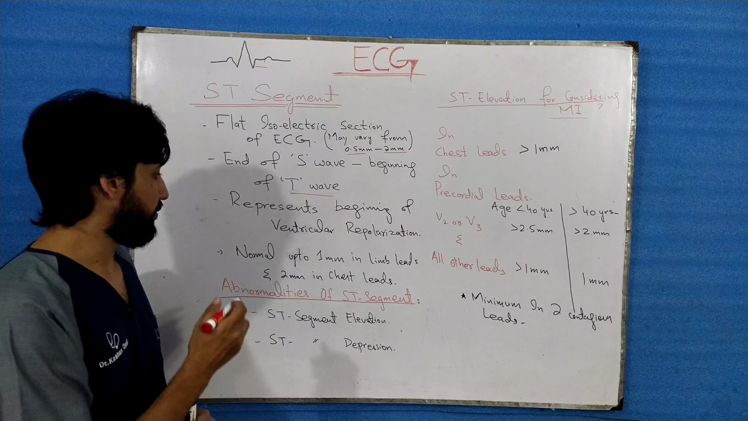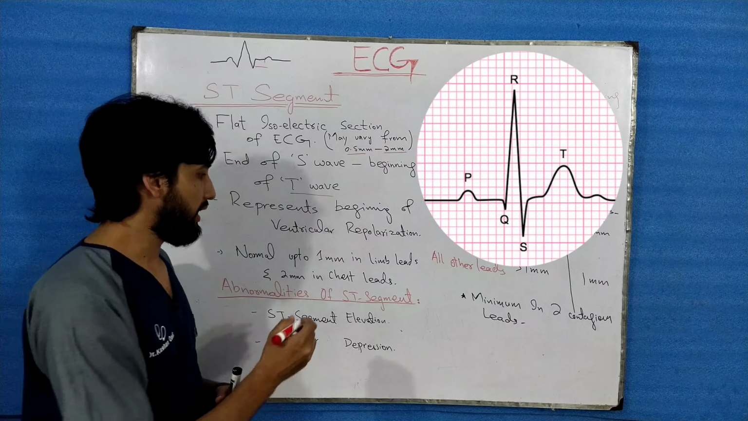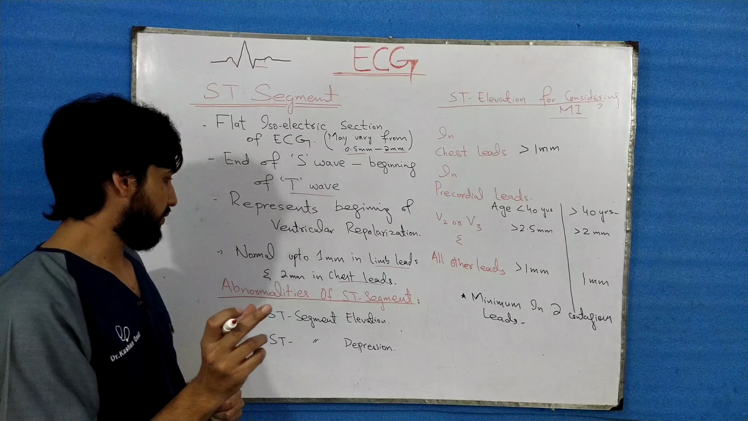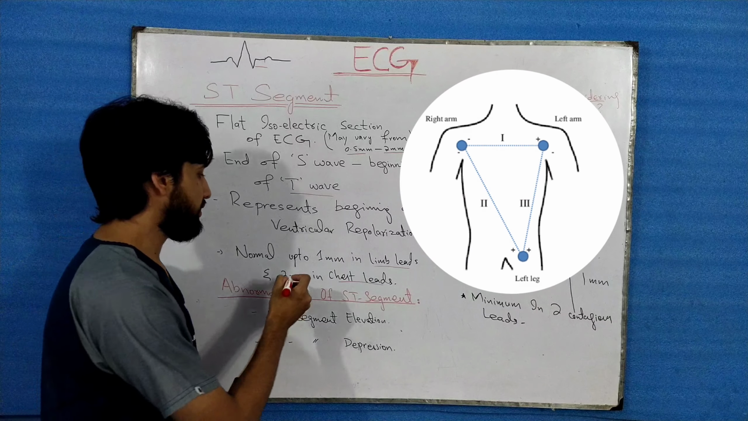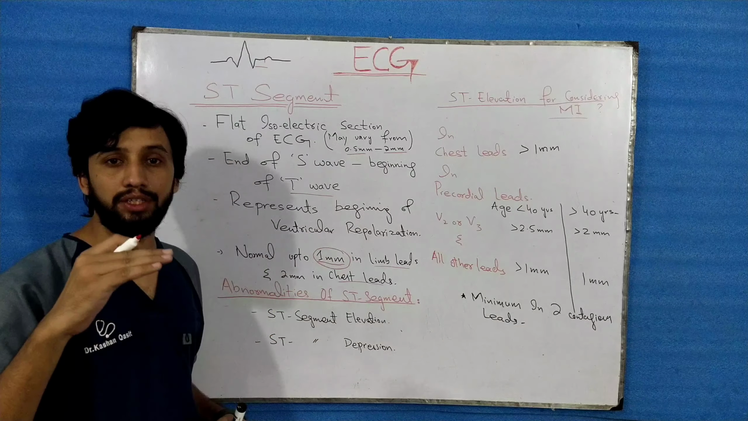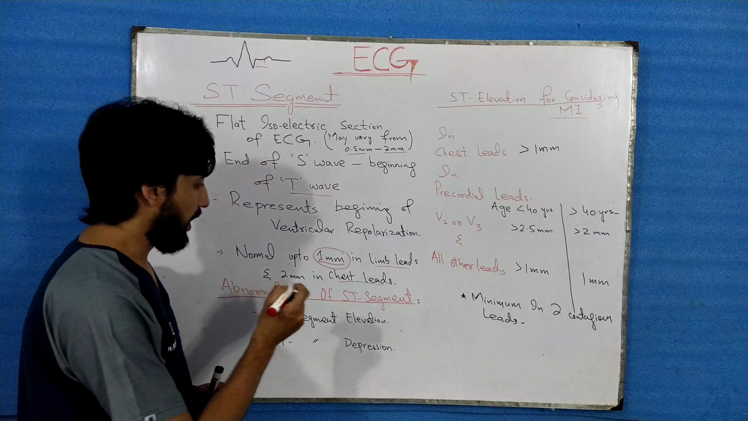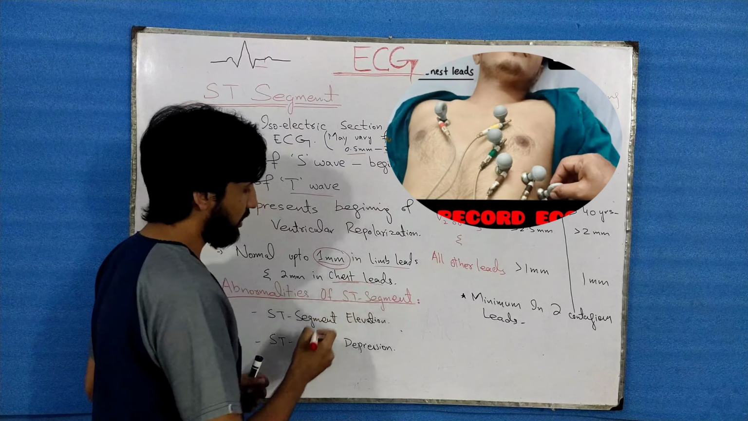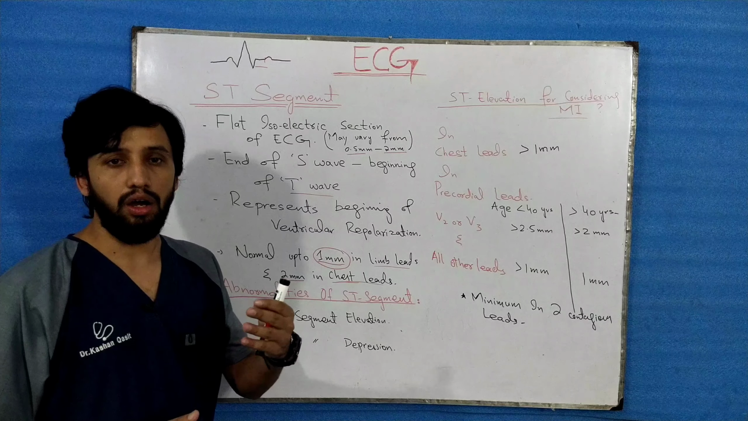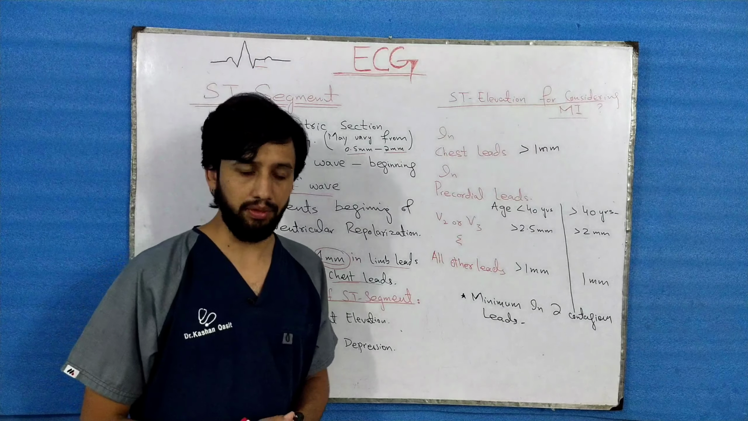Next comes the normal height or amplitude of this segment in limb leads and also in chest leads. It may vary. When talking about the limb leads, up to 1 mm is the normal elevation or normal height of this ST segment. While talking about the chest leads, 2 mm is the normal height or elevation of this ST segment seen on an ECG paper.